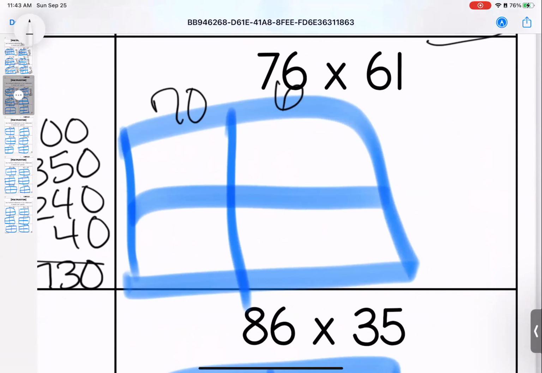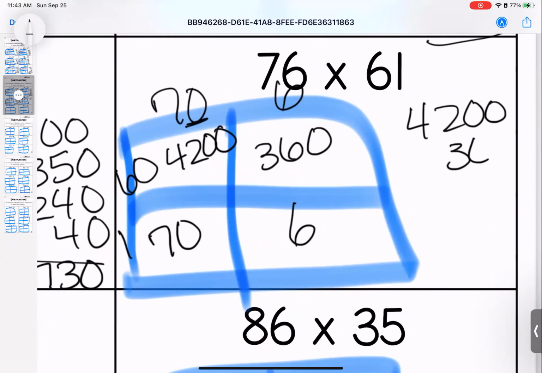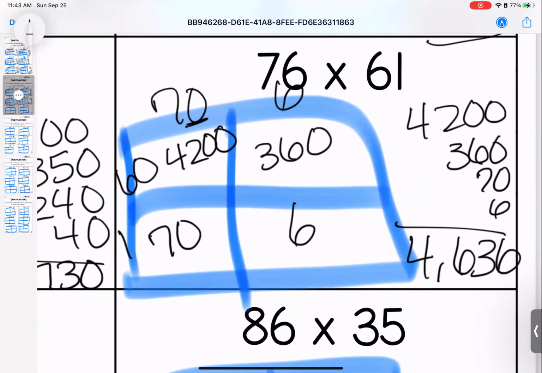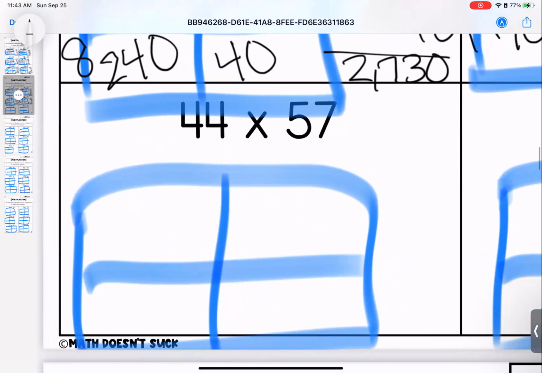70 and 6, 60 and 1. 7 times 6 is 42, 2 zeros. 6 times 6 is 36, 1 zero. 7 times 1 is 7 and 1 zero. 1 times 6 is 6. We stack, we add, we get 4,636. Again, feel free to pause and rewatch as needed.